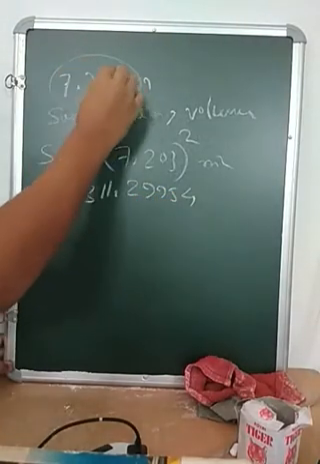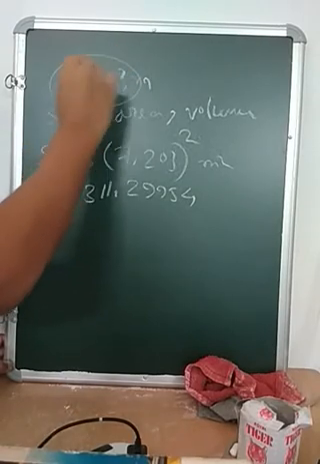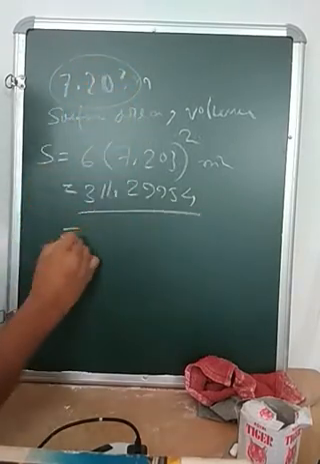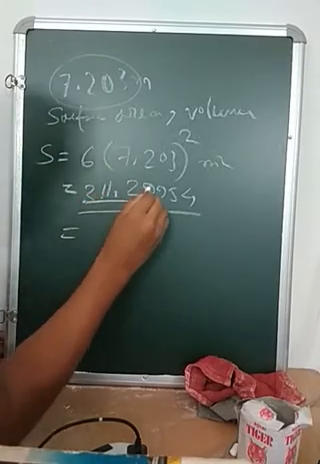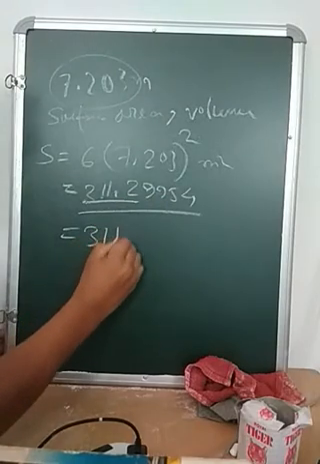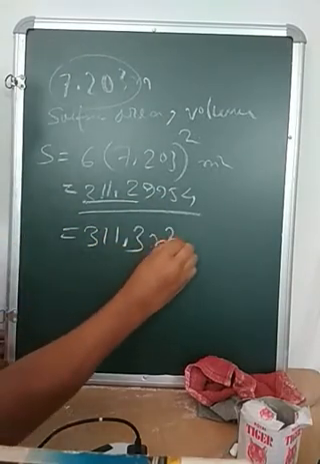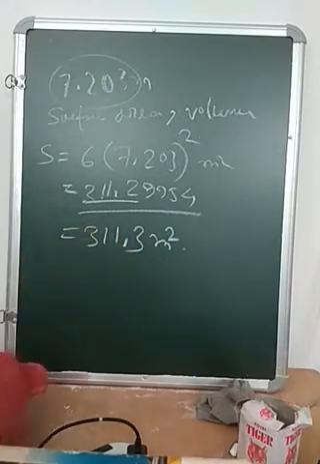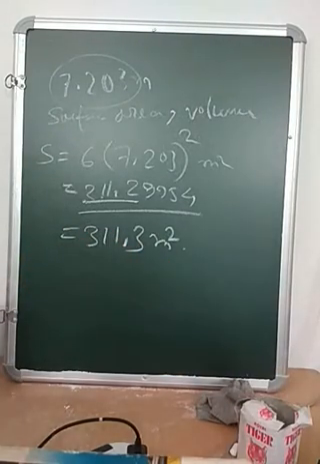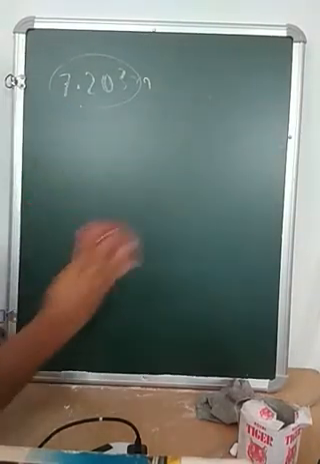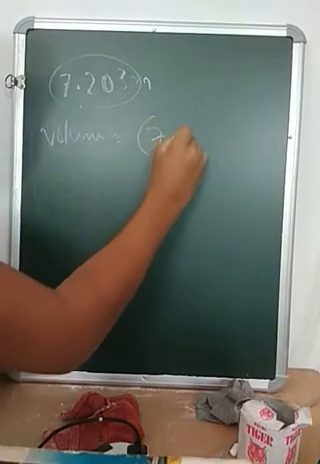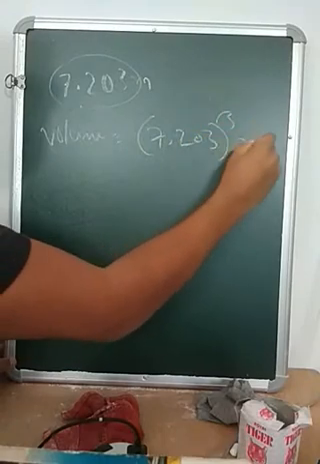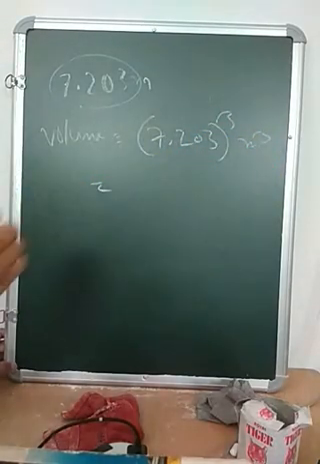See, how many significant figures are present in this number? 1 2 3 4. So you have to make the answer up to 4 significant figures. Up to this you have to make it significant. So there is 9, which is greater than 5. So we simply write it down as 311.3 meter square after rounding it off, obeying the rule that was discussed. Now the second thing is volume. So volume is simply 7.203 whole cube. So how much will it be?